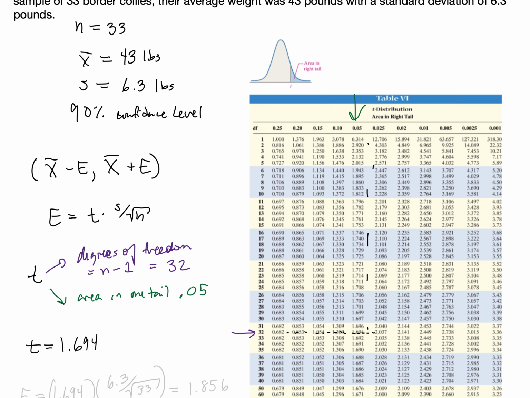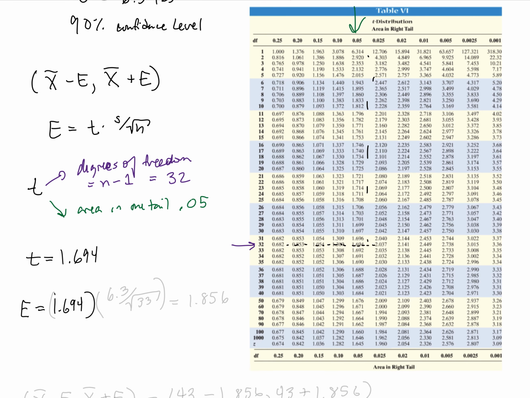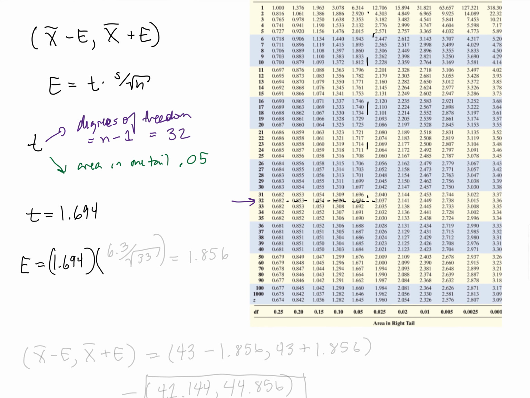That's t. And now we can find our margin of error. So that's t, 1.694, times s. S was the standard deviation for our sample, and that was 6.3, divided by the square root of the sample size. The sample size was 33. And so then we can just calculate that margin of error, and our margin of error would be 1.856.